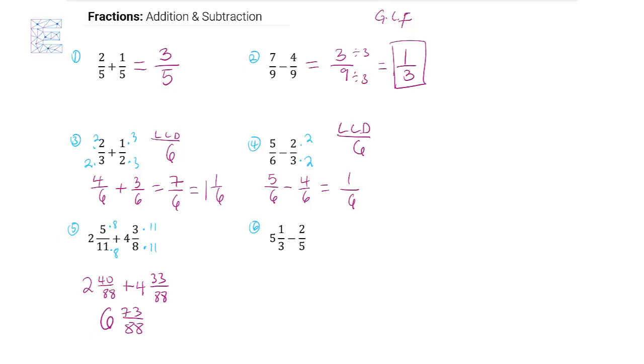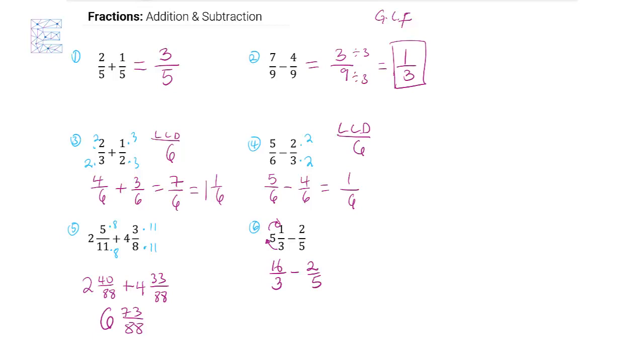For question 6, let's convert the 5 1/3 to an improper fraction. Remember from the previous lessons, 3 times 5, and then whatever that is, you add it to the 1. So 15 plus 1 is 16 over 3, minus 2/5.